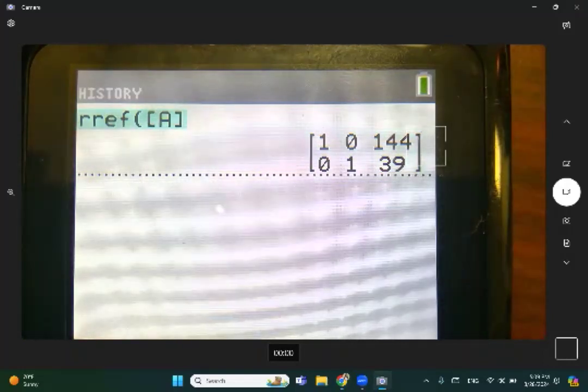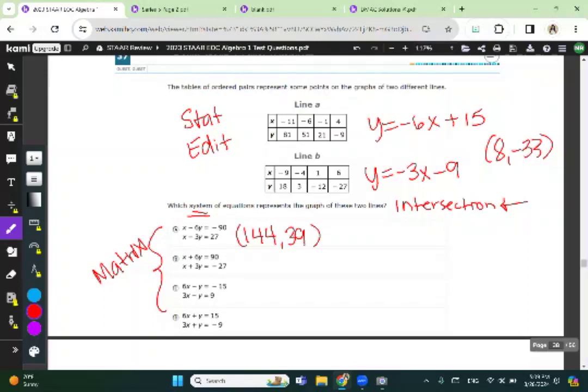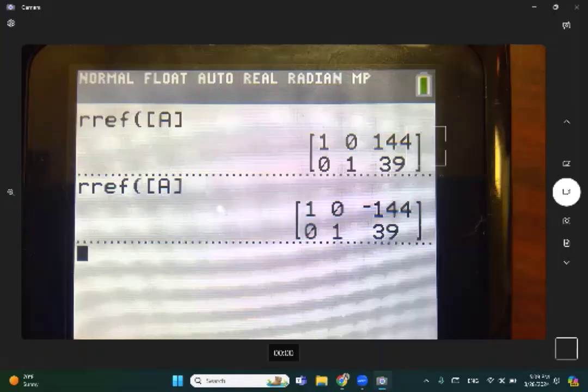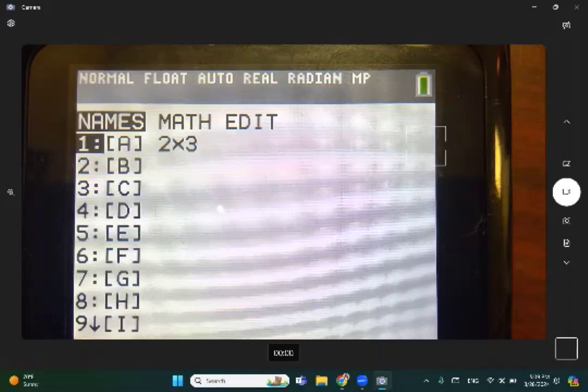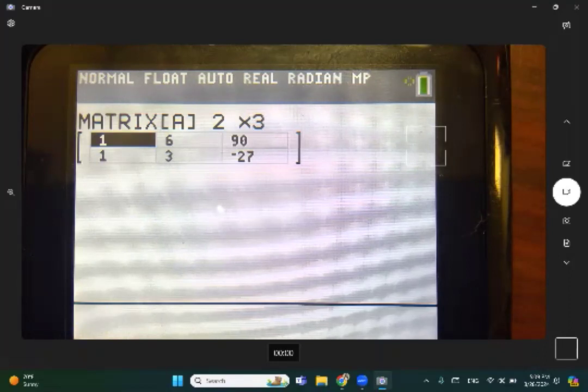Now, if you're doing a problem where you're going to have to do matrix multiple times, you can always highlight it, push enter again. There it is. Negative 144.39. So that's not my answer. Just my luck. It's probably going to be D. I can't remember what the answer was, or else I would have gone straight to it.